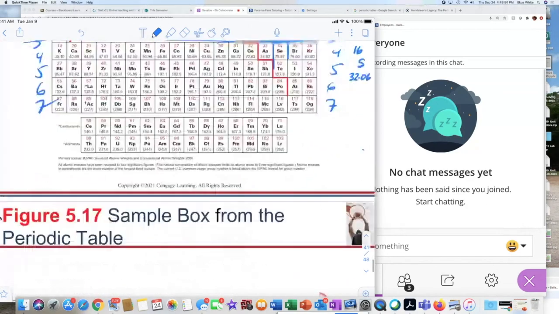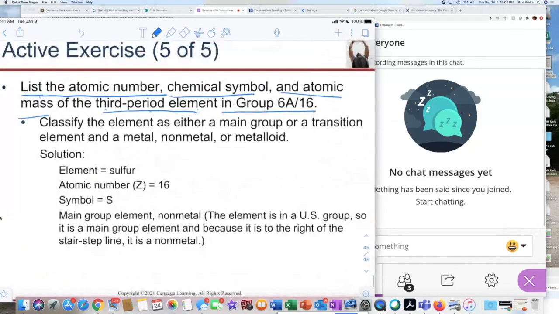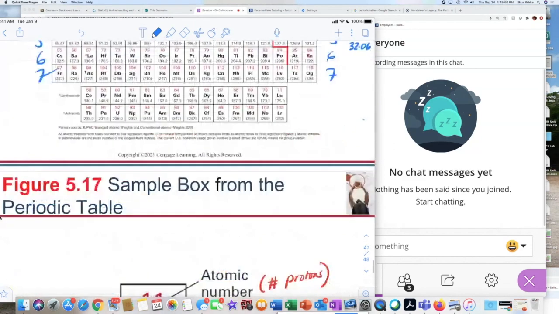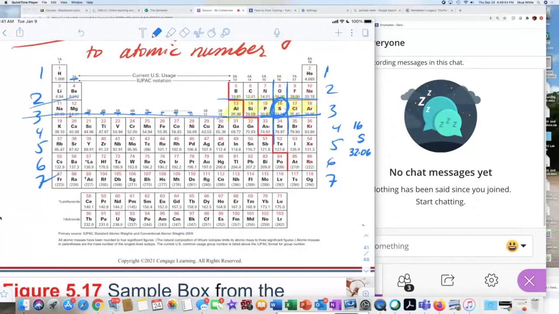Let me see what else they wanted. Atomic number, chemical symbol, atomic mass of the third period element. That's what I did. So sulfur is the element. Chemical symbol S. Atomic number is 16. Atomic mass 32.066. Then, classify the element as either a main group element or transition. Being in group 6A, it's main group, because main group is 6A. Metal or nonmetal? Sulfur is definitely a nonmetal, based on where it is. It's not on the border.